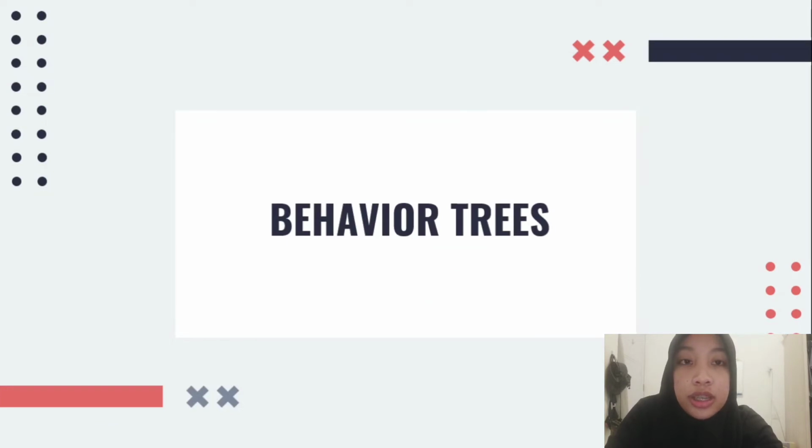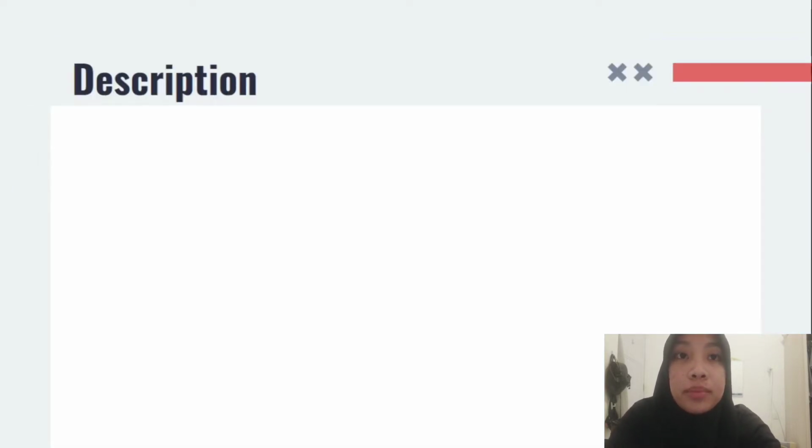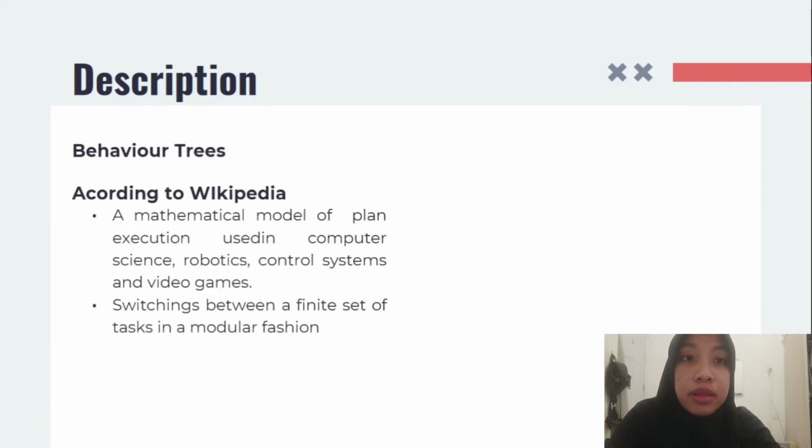Okay, in this section I will explain behavior trees. So, what is a behavior tree? A behavior tree is a mathematical model of plan execution used in computer science, robotics, control systems, and video games. They describe switching between a finite set of tasks in a modular fashion.